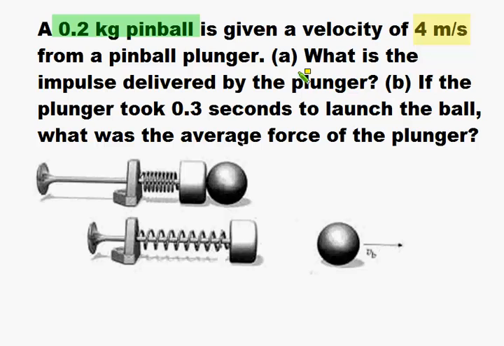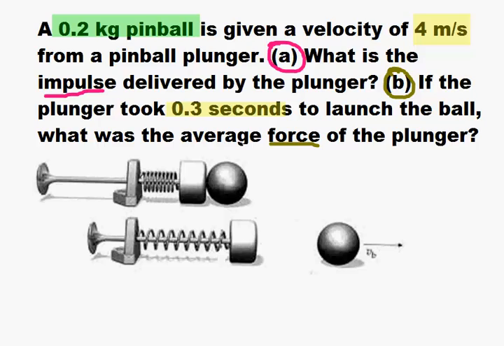So this is a two-part problem. First, it's asking A, what is the impulse delivered by the plunger? And then B, if the plunger took 0.3 seconds, that's a given, to launch the ball, what was the average force of the plunger? All right, first let's do A. What is the impulse delivered by the plunger?